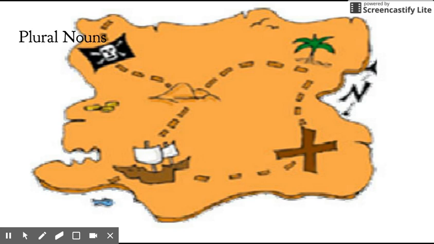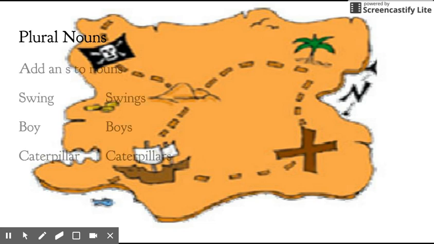Now, the morpheme to make something plural is to add an S or an ES, and this is the regular version of a regular noun. So we might take a swing, and now we have multiple swings. One boy, two or more boys. One caterpillar, a great big pile of caterpillars.